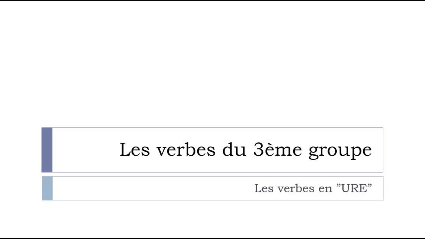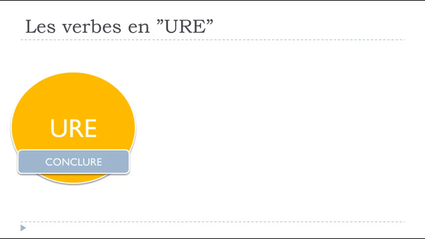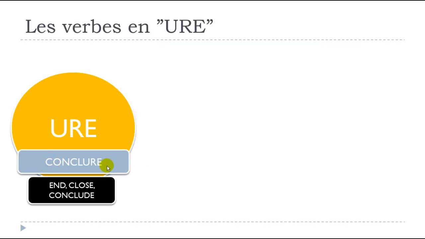Les verbes du troisième groupe, and more precisely, how to conjugate the verbs that are ending with URE. Okay, so UR. And even if it's, let's call it a micro group, I think it's quite important to take the time to see how to conjugate these verbs. The example I wanted to take is conclure, and basically it means to end, close, or conclude. Okay, so let's see how we will conjugate conclure.